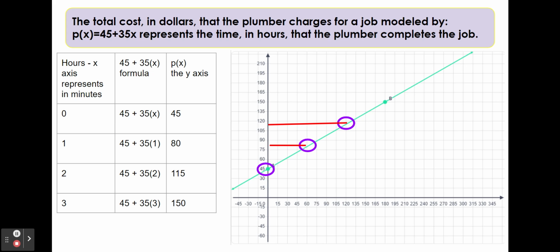If he works 2 hours, 2 hours is 120 minutes. So that's 2 times 35 plus 45, that gives us our 115. And our B value for 180 minutes, which is 3 hours. 3 times 35 plus 45 is about $150.